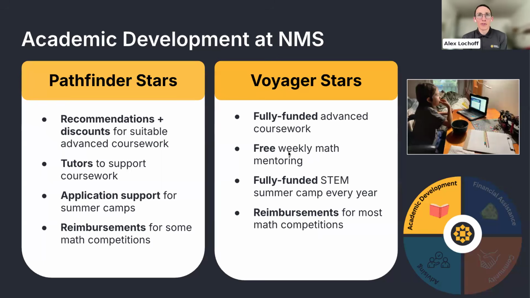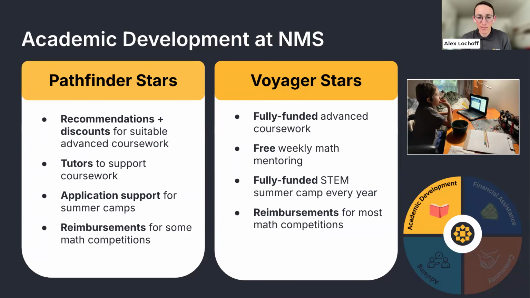So let's take a look at each component of our program, starting off with academic development. Academic development for Pathfinder Stars includes recommendations, guidance, and discounts, helping your child enroll in advanced coursework. We find most students are ready for harder math than they're able to access at school, and we're committed to helping you as families access those opportunities. We have tutors available to support, application support for finding and being accepted into competitive summer camps, and reimbursements for things like math competitions or other math and science opportunities.